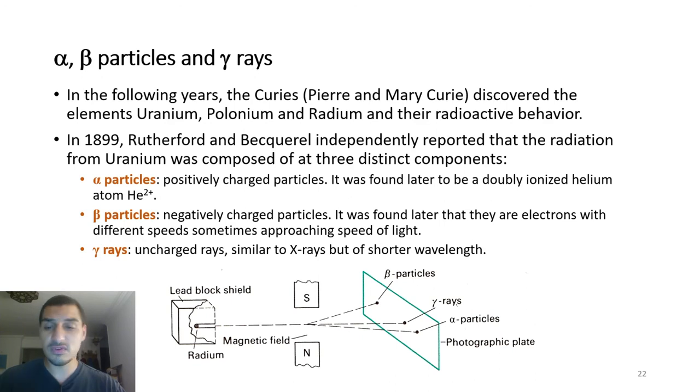Beta particles were just electrons, negatively charged particles. They have different speeds, and some of them had very high speeds, maybe close to the speed of light. Gamma rays were found to be just radiations like X-rays, but with even shorter wavelength and higher frequency, so they're an even more powerful type of radiation.